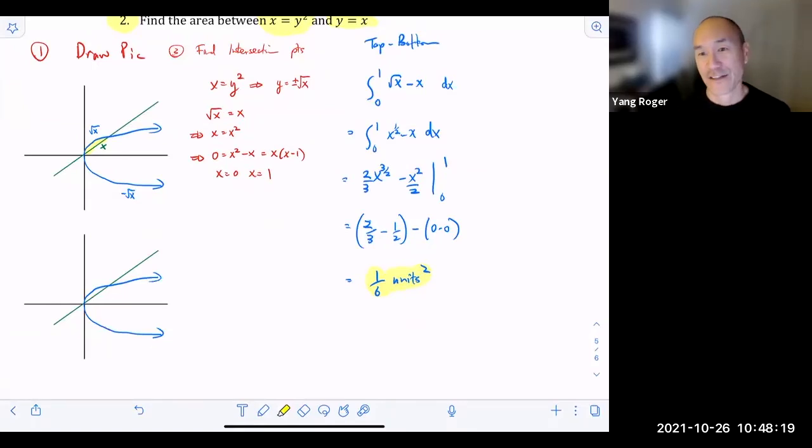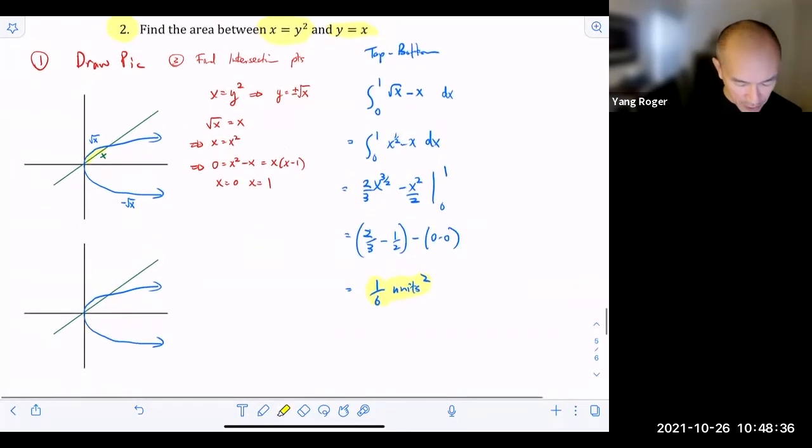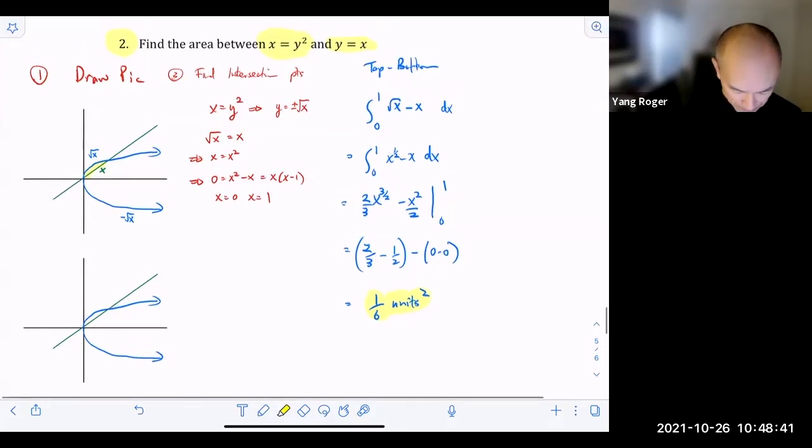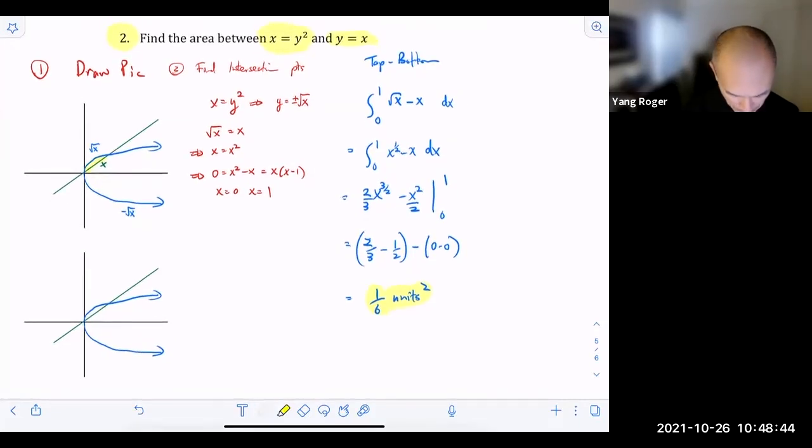What I want to do next is the same exact problem, but I'm going to do it as a left-right integral. And when I do it as a left-right integral, first of all, everything needs to be expressed in terms of y. So y needs to be the independent variable. So when I look at this guy, the blue function is just going to be x equal to y squared. And the green function is going to be x equal to y.